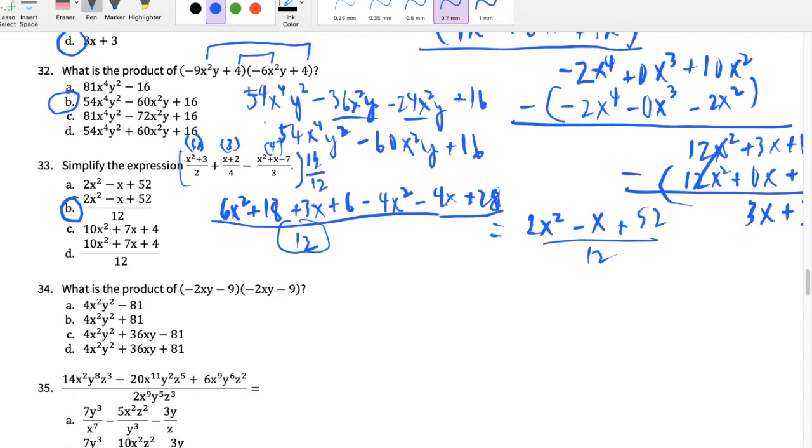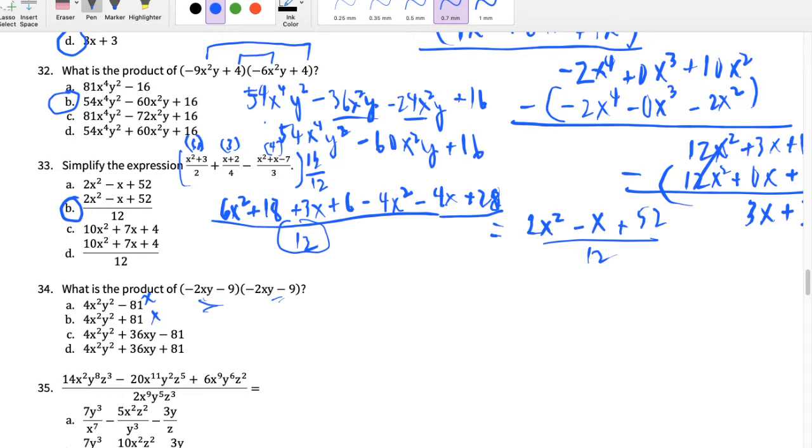Number 34. What is the product of negative 2xy minus 9 times negative 2xy minus 9? So guys, you're just multiplying a binomial by itself here. So the expected answer would be a perfect square trinomial. So this is not the answer. Not A, and not B either.